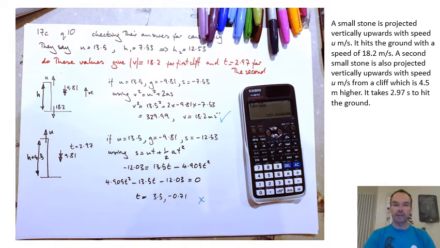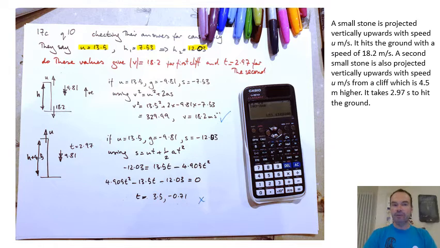The first thing I want to do is change that little to a 0 there and 0 there, but you'll see later why it doesn't change what I'm going to explain to you. The first thing I wanted to show you was their answers are not consistent with what they tell you in the question. So they're saying that the velocity upwards should be 13.5 and the height of the first cliff should be 7.53, which would make the height of the second cliff 12.03.